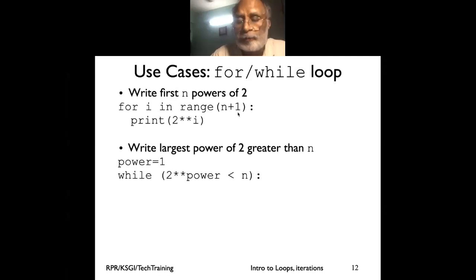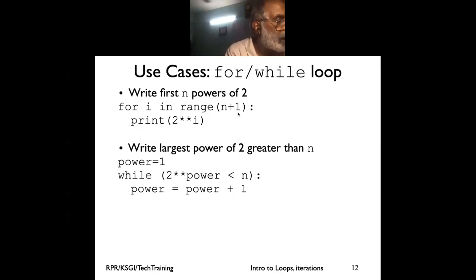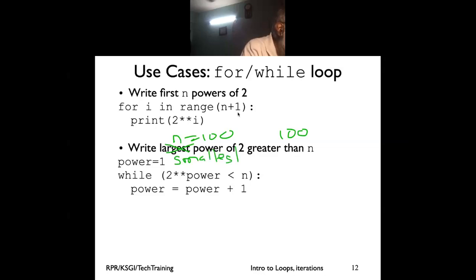Yeah, Anuj. So let's say my example is, I want to print the first power of 2 greater than 100. 100 is the number. I say n is equal to 100. I want to print the largest power of 2, or sorry, not largest, smallest power of 2 is a bad thing. I should say smallest power of 2 which is greater than n. N is 100. What is the smallest power of 2 which is greater than n?